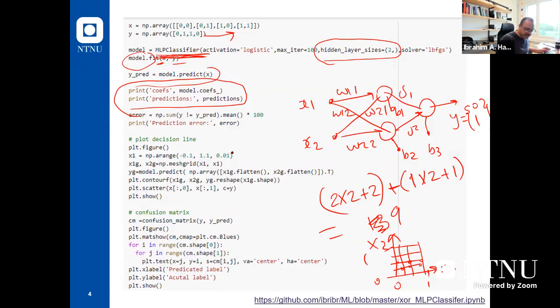So I generated values for x1 and x2, they are the same, right? We generated this grid, and I used the model to predict the decision for each point in the grid, and I plot a contour plot for it. And also we can get the confusion matrix for y and y predict.